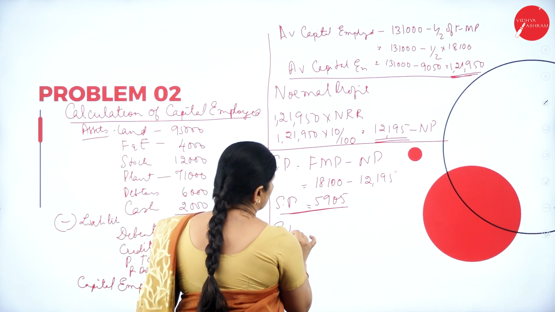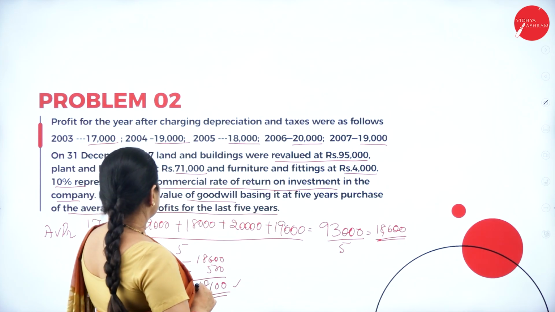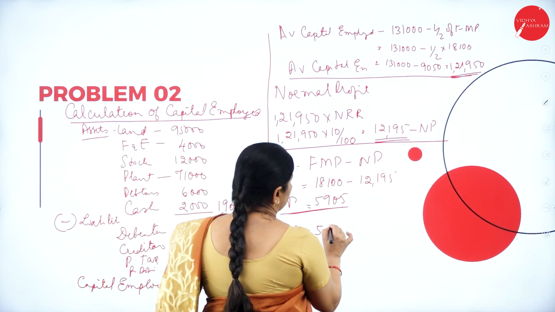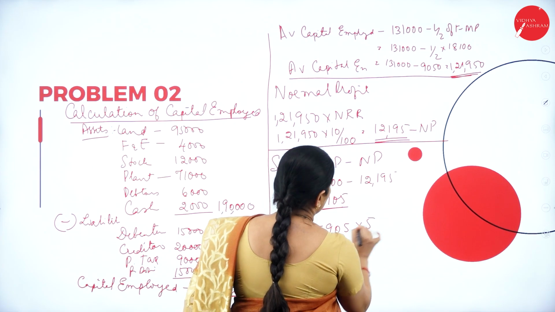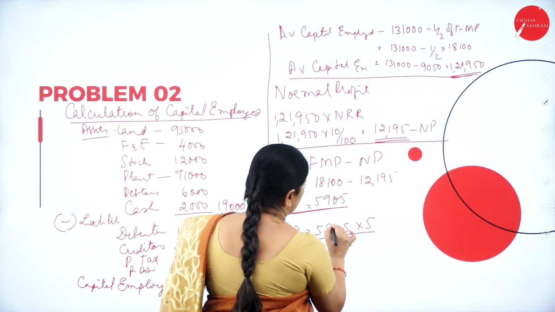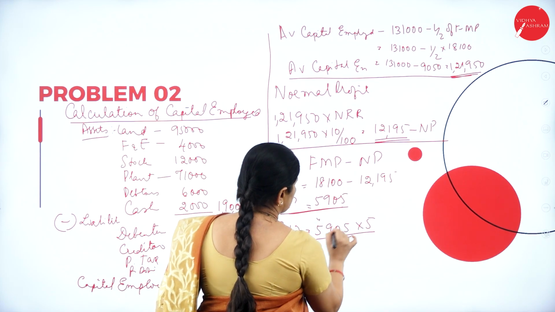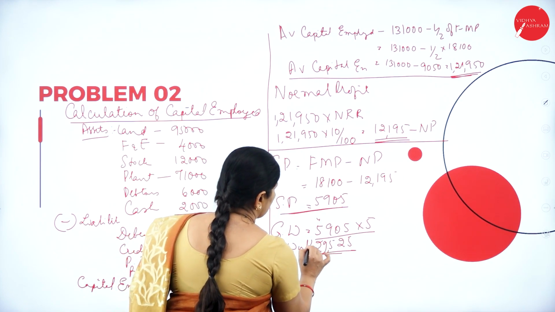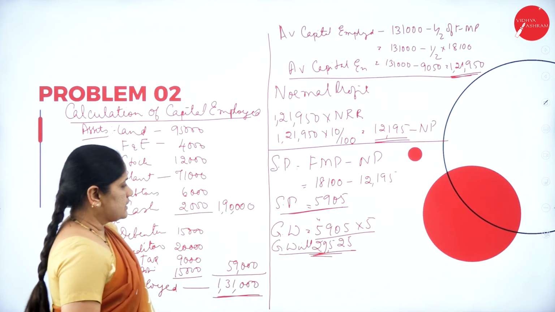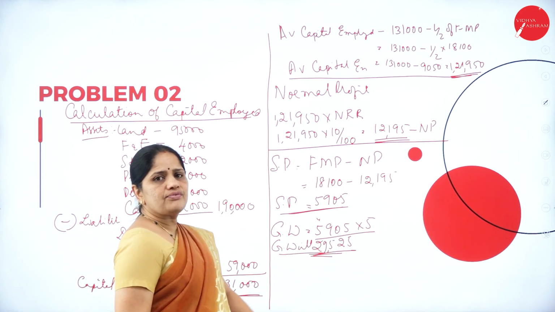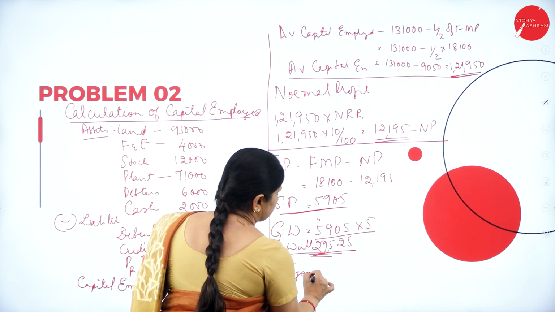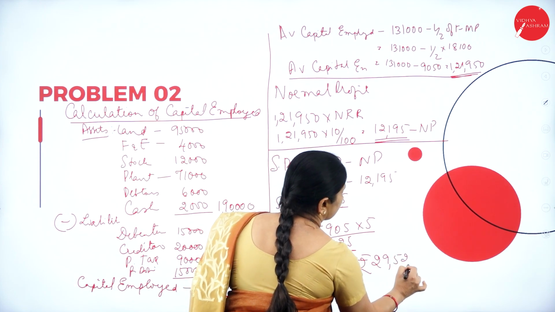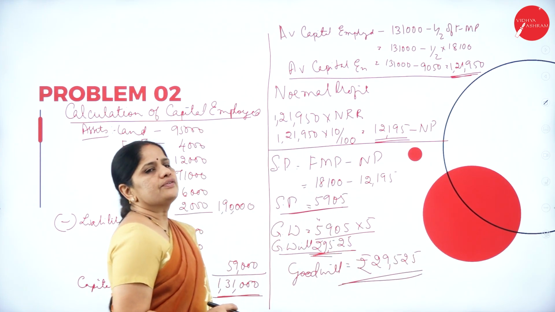Now, I have to calculate the goodwill. So, goodwill is 5 years purchase of the average super profit for the last 5 years. So the goodwill will be 5,905 into 5. So, the 5 5s are 25, 5 9s are 45, 5 5s are 25, 29,525. So, this is the goodwill. So, the way we have completed the valuation of goodwill as 29,525, or I can say that goodwill equals rupees 29,525.